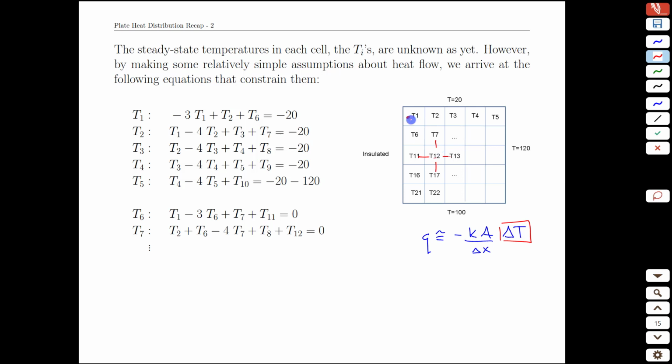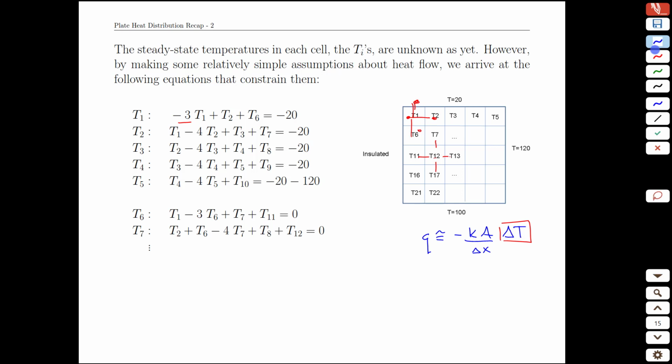When we looked at some elements like T1, we saw that it had 3 neighbors, 1 taken away because of the insulated wall. And so we ended up with a delta T that had 3 T1s in it, and the way we chose our signs, that ended up being -3 T1s, plus a T2, plus a T6, and plus a 20. Oh wait, the 20, when it got moved to the other side of the equation, turns negative.